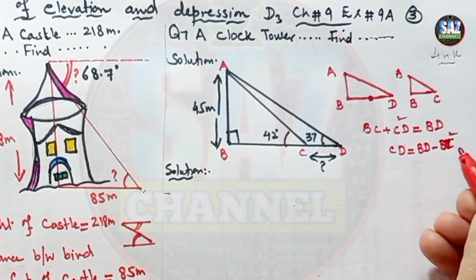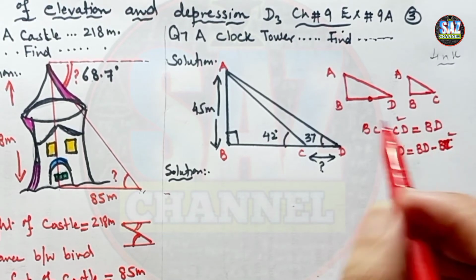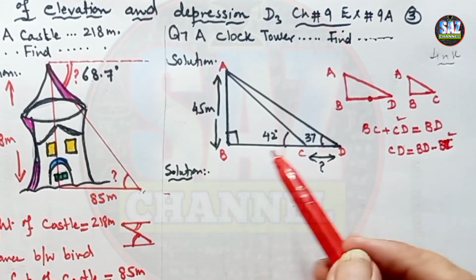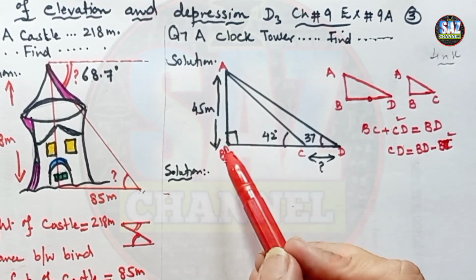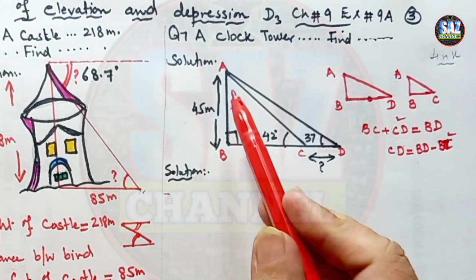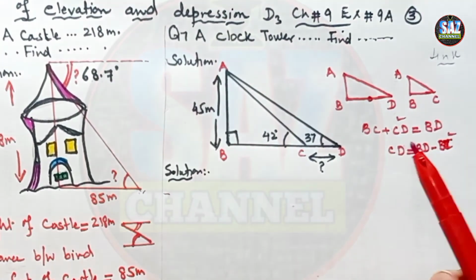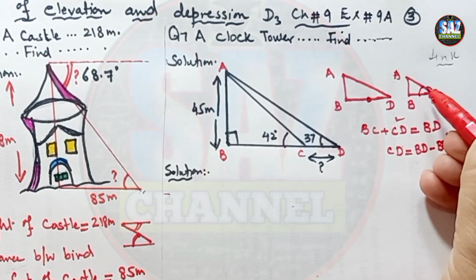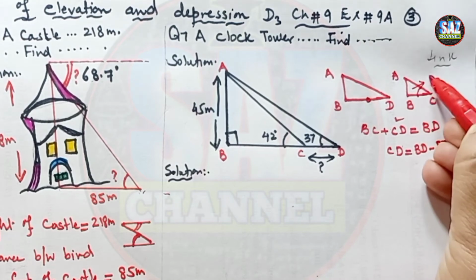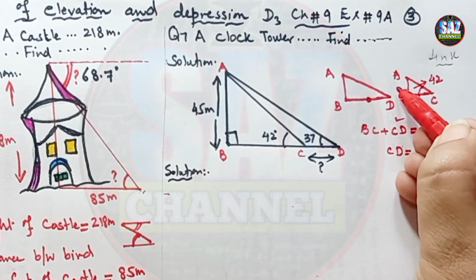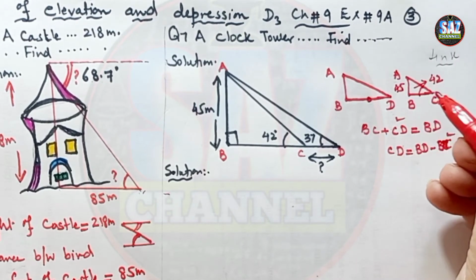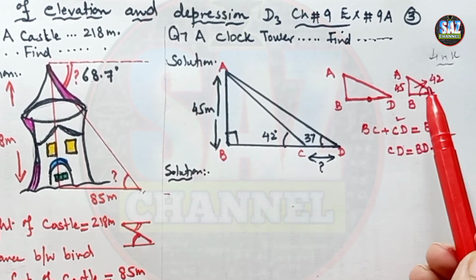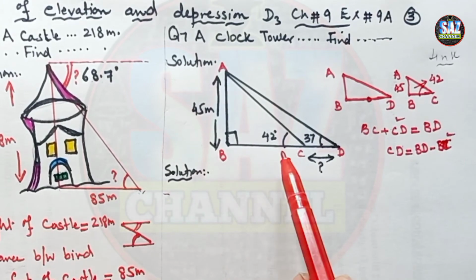Now the problem is how to find the BC side and BD side. If we look at triangle ABC, we are given one of the angles, which is 42 degrees, and one side, which is 45 meters. With the help of these two pieces of information, we can get the answer for BC.